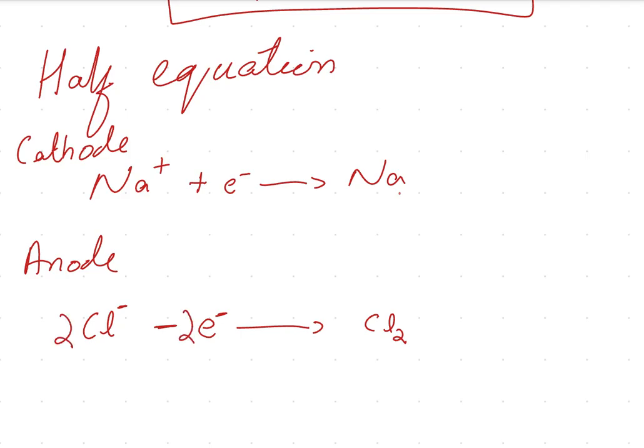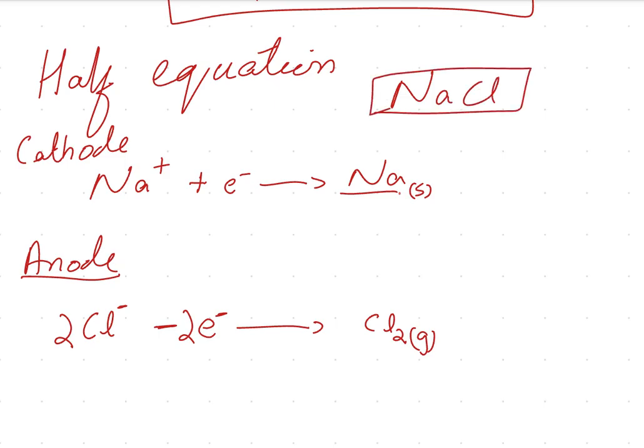So in this way you can see that chlorine gas is produced at the anode and sodium metal in solid form is deposited at the cathode. So in this way I separated the sodium and chlorine using this technique, which is known as electrolysis.